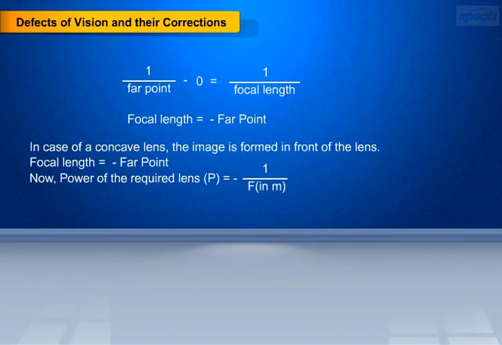In case of a concave lens, the image is formed in front of the lens. Focal length is equal to minus of far point. Now the formula for calculating the power required for the lens: P equals minus 1 by f, in meters.